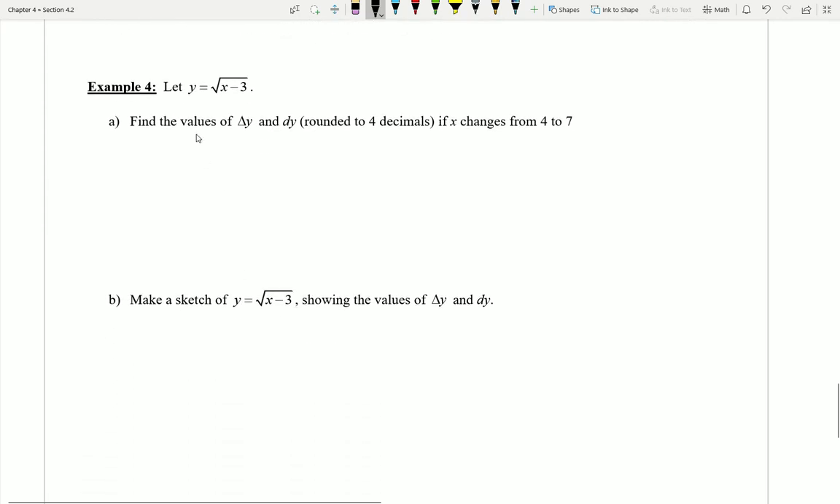Now I'm going to ask you to go ahead here and take a look at example number 4 on your own. I ask you to try to work through this problem. So pause the video now, and then of course when you unpause the video, you'll see me work through the solutions.